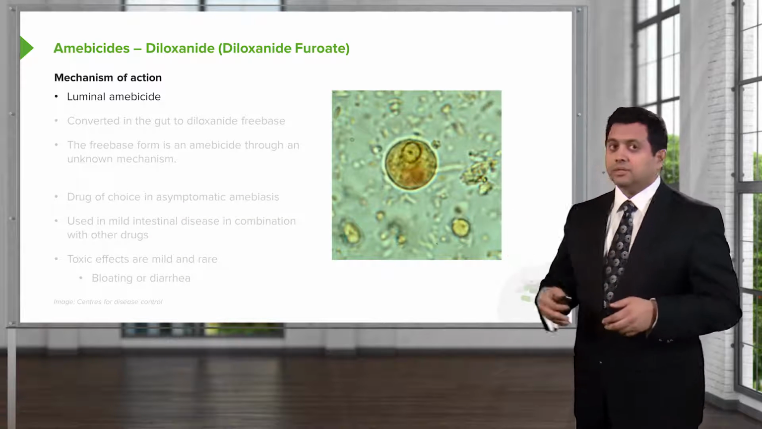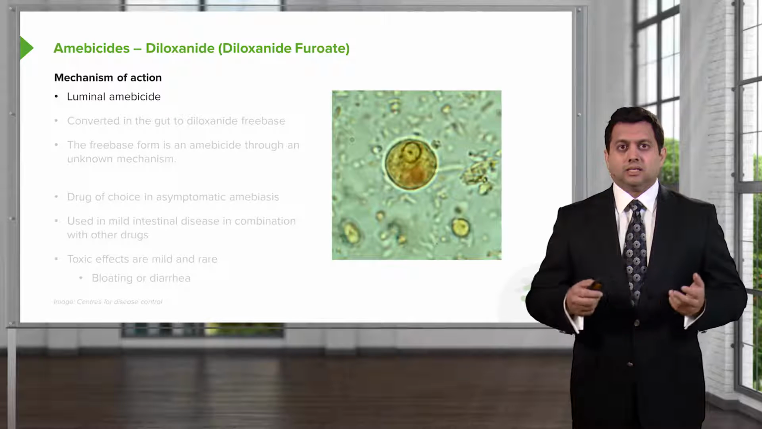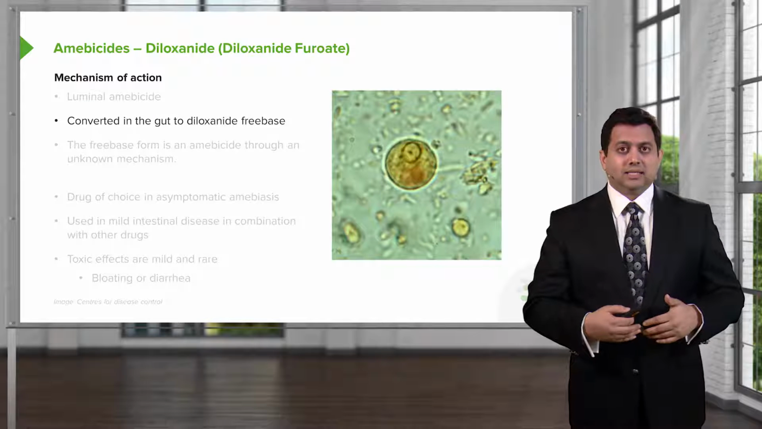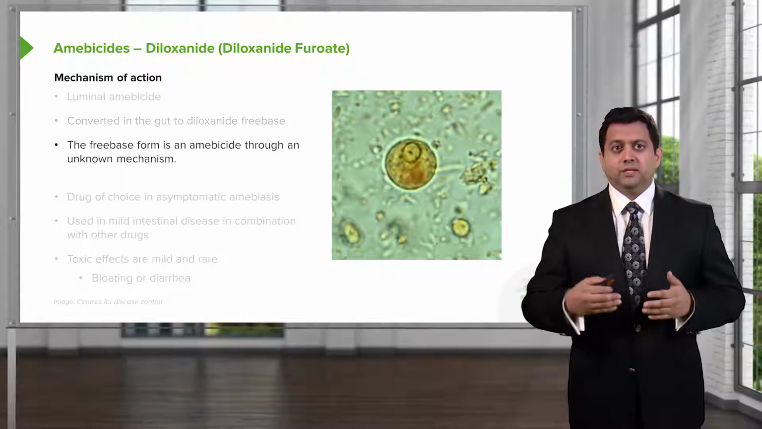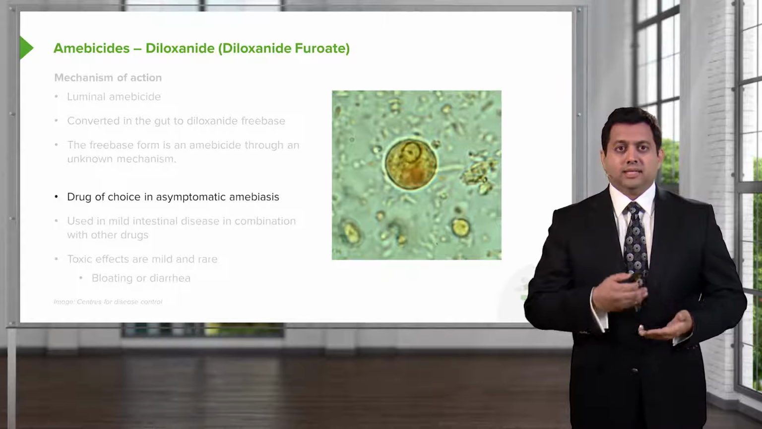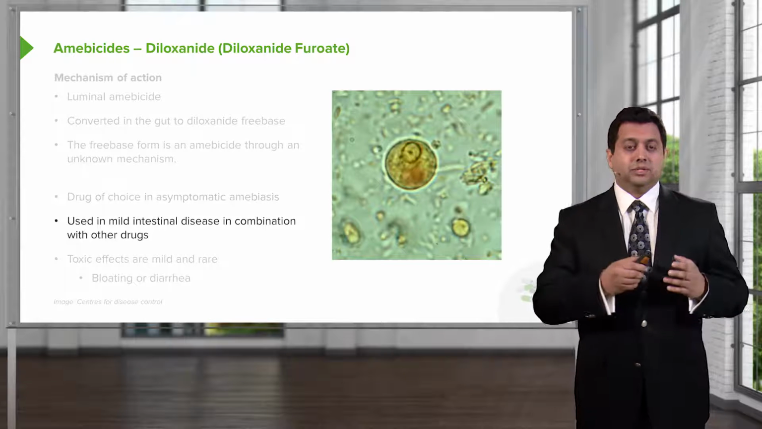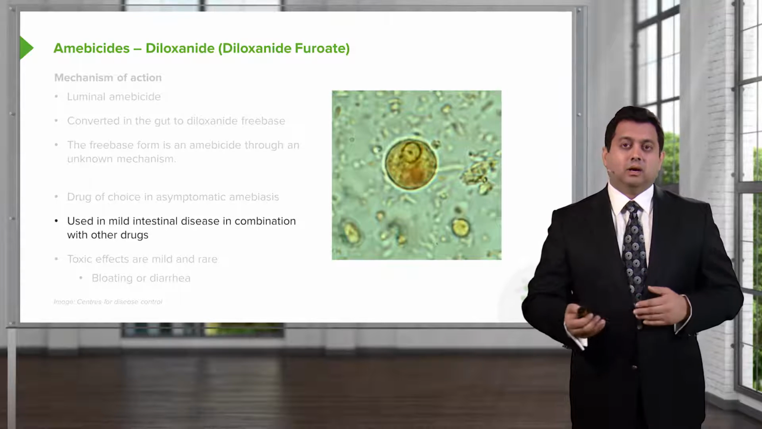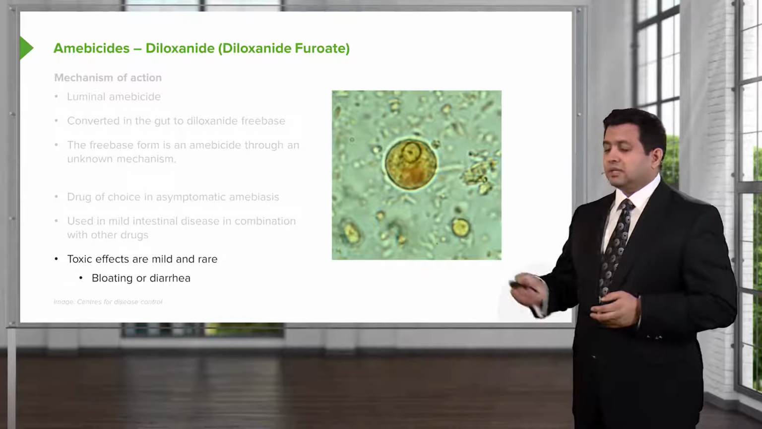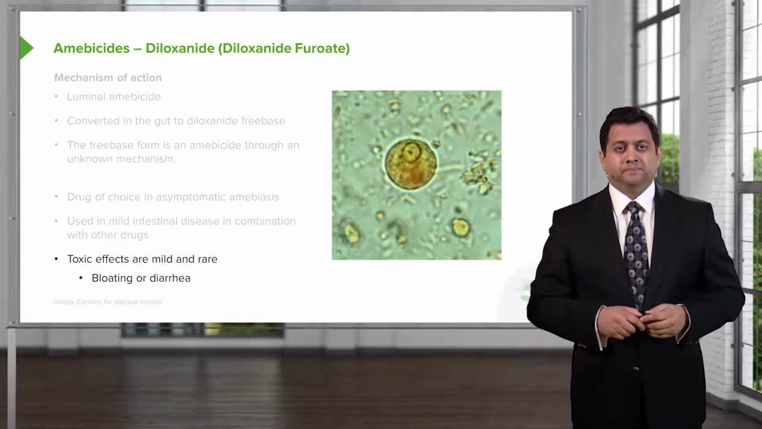Another agent that we use in the treatment for amoebicide activity is diloxanide. Now, it is a luminal amoebicide. It is converted within the gut itself to the freebase form. The freebase form is an amoebicide through an unknown mechanism. It is the drug of choice in asymptomatic amoebiasis, so it's very, very effective. It's used in mild intestinal disease in combination with other drugs. Toxic effects are really related and limited to the bowel, and we're talking about abdominal bloating with a lot of gas production or diarrhea.